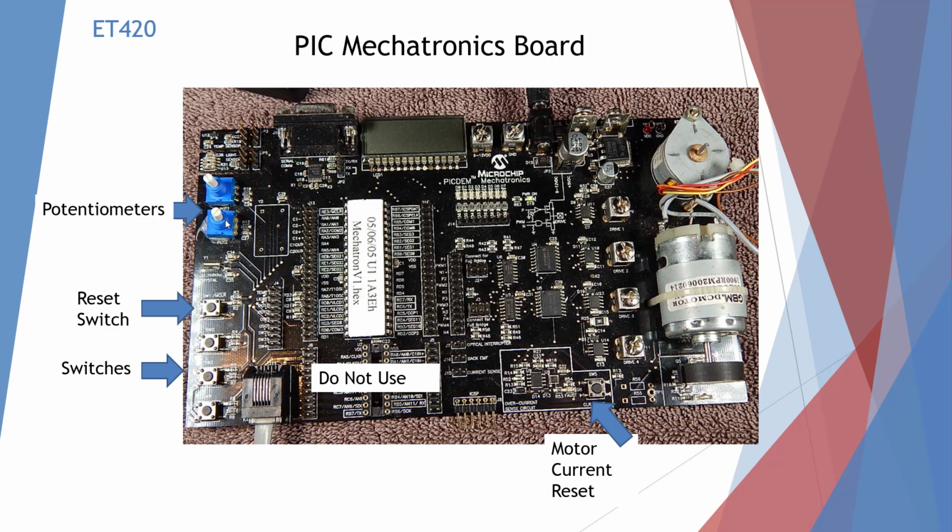And here we have two potentiometers, which will feed into our A to D converters. We have a reset switch, and then we have three switches, which we'll use later in this lab. And these switches need to be hooked back to our microprocessor. And don't use this. This is for a little smaller microcontroller, which we'll possibly use. This is our motor over current sense.